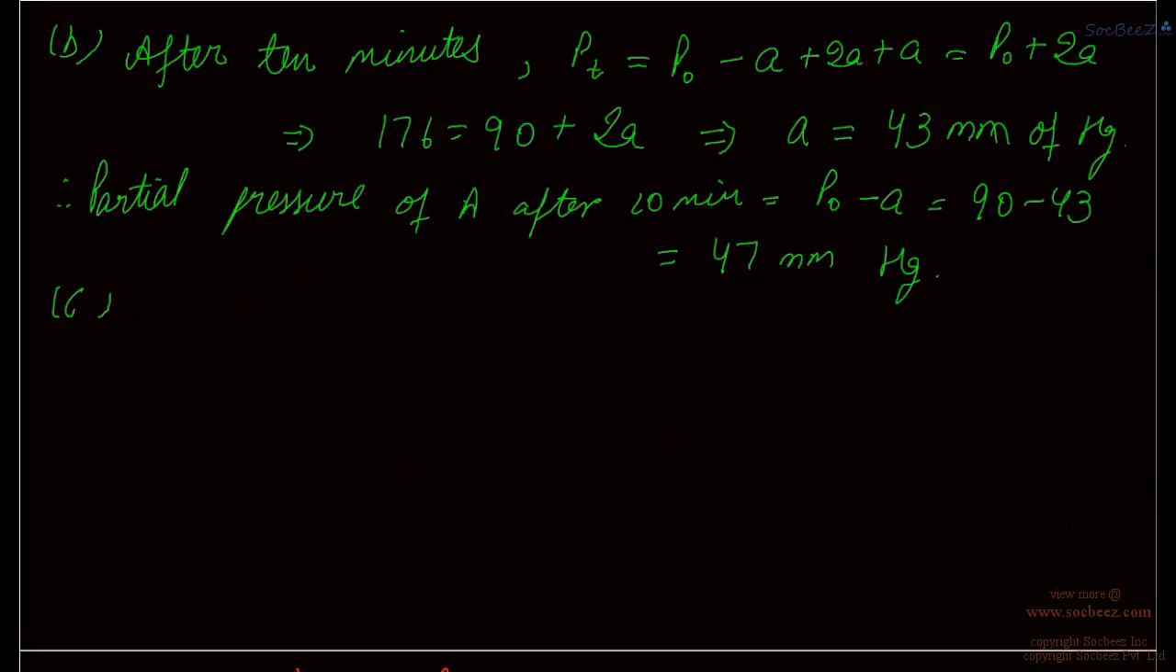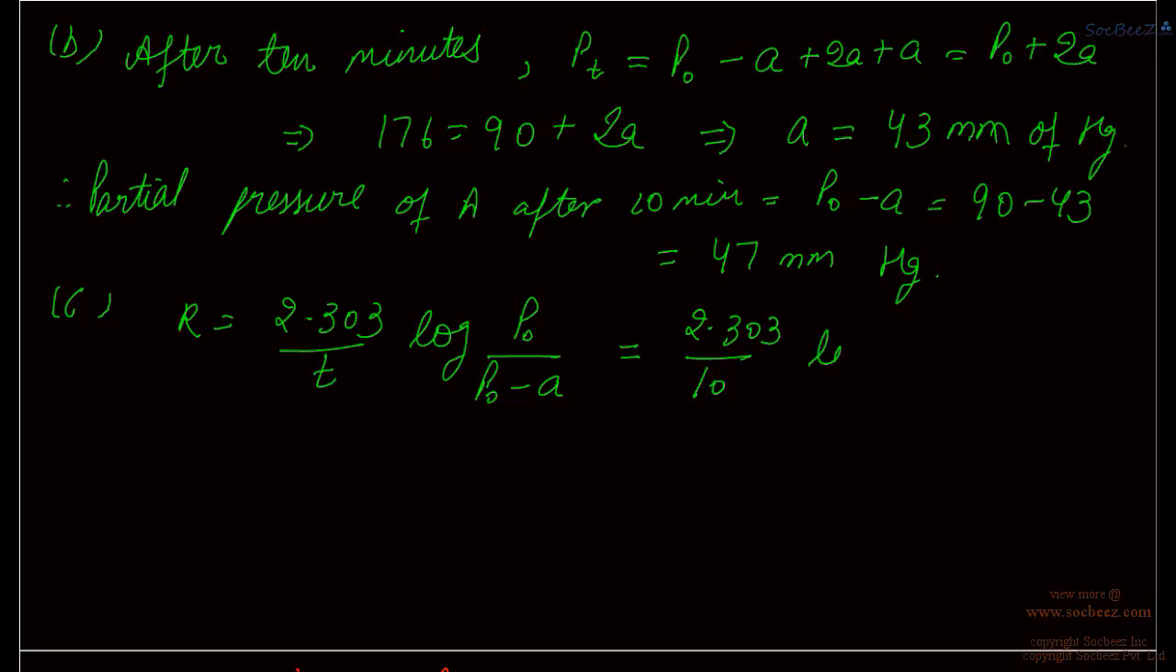For a first order reaction, the rate constant expression is k equals 2.303 upon t log of initial pressure by pressure at time t, that is P0 minus a. Okay, so from here we get the value of k as 2.303 upon 10 log 90 upon 47. So the value of k is 0.0649 per minute.